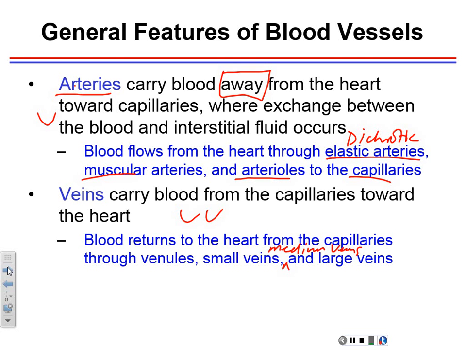And how is it returned without the beating action of the heart? We have the muscles. All these veins are between muscles. So when the muscles contract, they squish the veins, and then the blood in there will be pushed up, right?